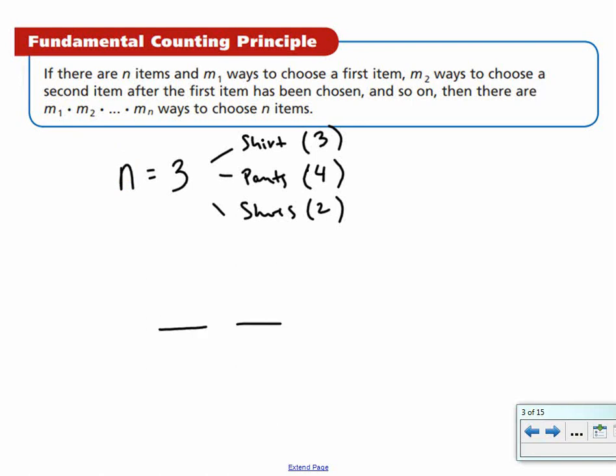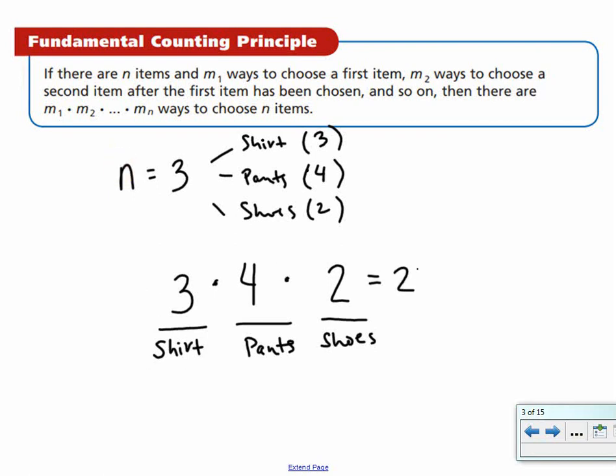So I like to use a kind of fill in the blank method here. It helps me visualize the problem. And in the blank, I write the number of different possibilities for each item. So I have 3 different types of shirts, 4 different pairs of pants, and 2 different pairs of shoes. The fundamental counting principle says that I can just multiply those numbers together and it gives me the total number of possible outcomes. So in this case it would be 24 outfits.